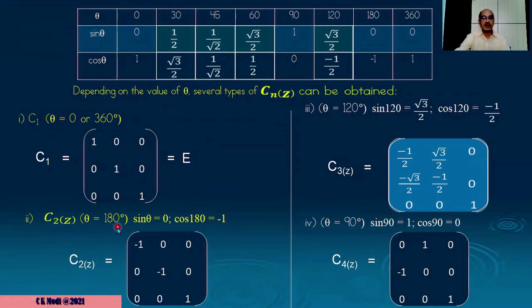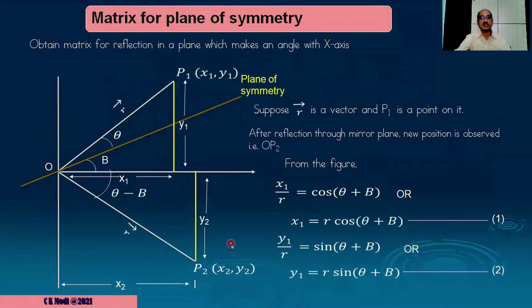Now for Cnz, if we consider theta equal to 180 degrees, insert the value of theta equal to 180. Look at this, cos 180 is equal to minus 1, sin 180 is 0. So the Cnz matrix for theta equal to 180 degrees is minus 1, 0, 0; 0, minus 1, 0; 0, 0, 1. This is the matrix. For the C4 matrix, that means theta is equal to 90 degrees, what is my matrix? In this way, we can derive the matrix for cyclic operations.